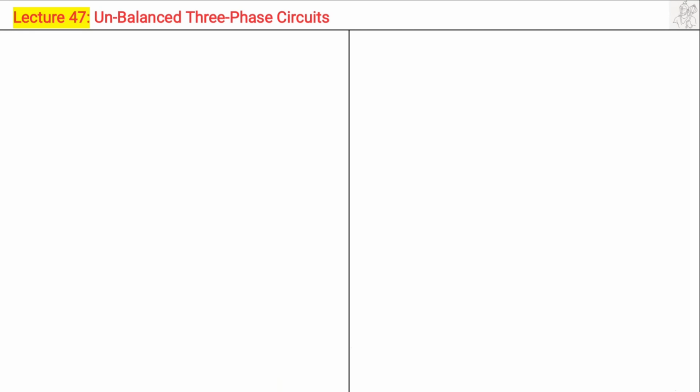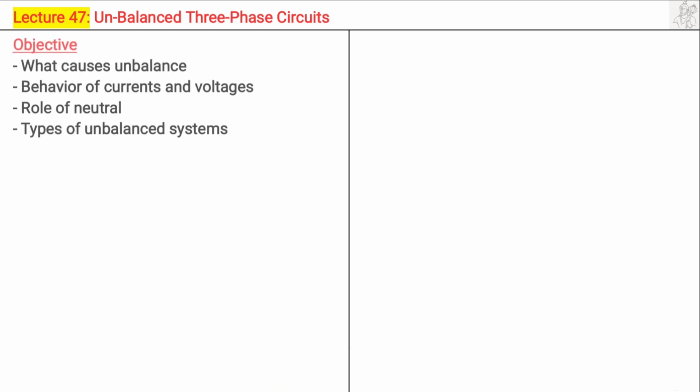Lecture 47, Unbalanced Three-Phase Circuits. So the objective of this lecture is to understand the cause of unbalance, the behavior of current and voltages during unbalance, the role of neutral, and the types of unbalanced systems.